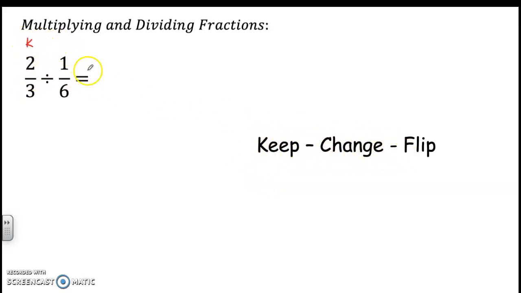Keep this first fraction, change the sign. Instead of division, turn that into a multiplication. And flip the last fraction. Flip 1/6 turns into 6/1. You always flip the second fraction, never the first. Keep, change, flip. Many of you learn this way. And then after that is just regular multiplication.